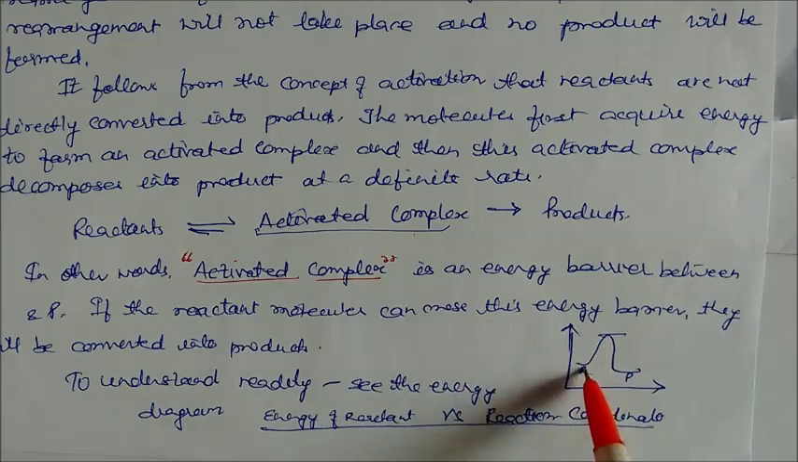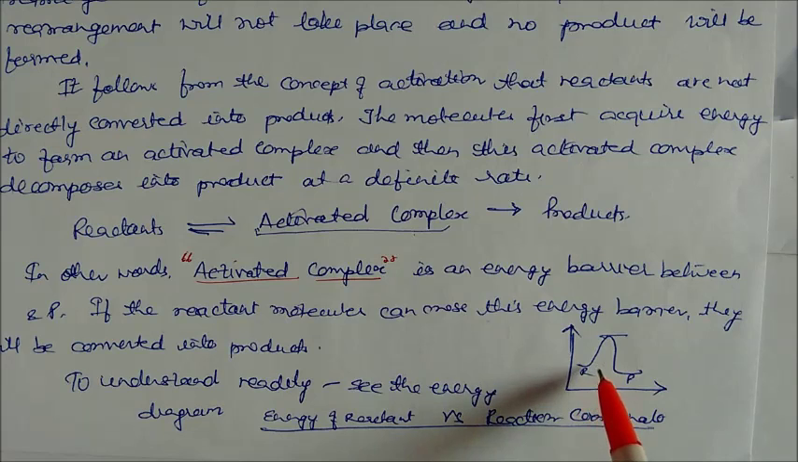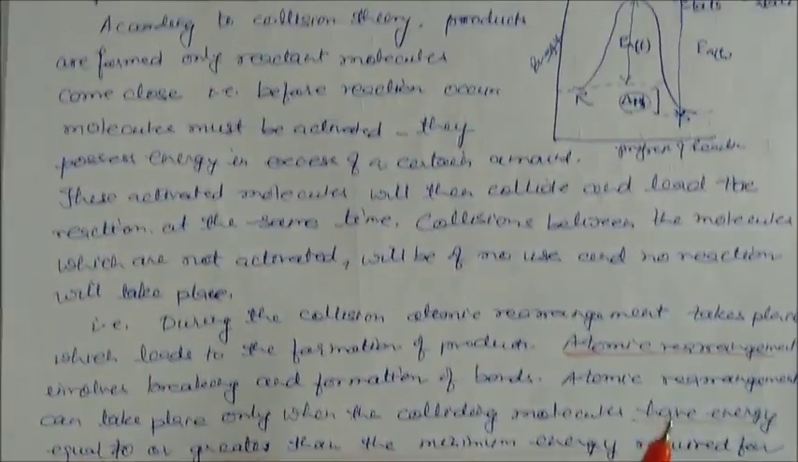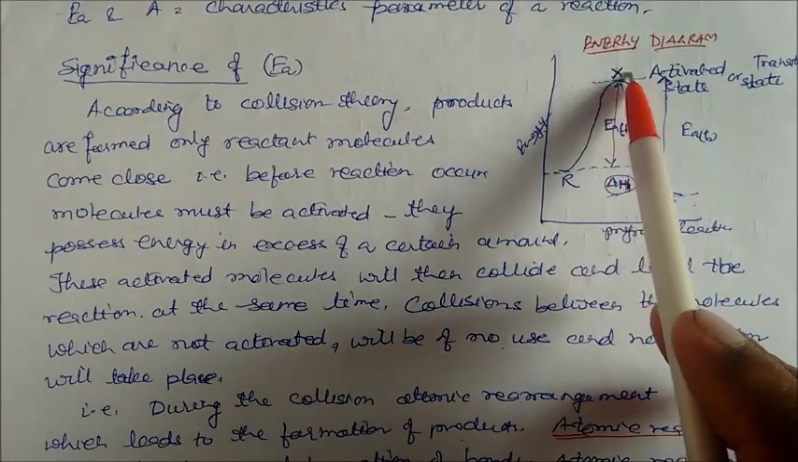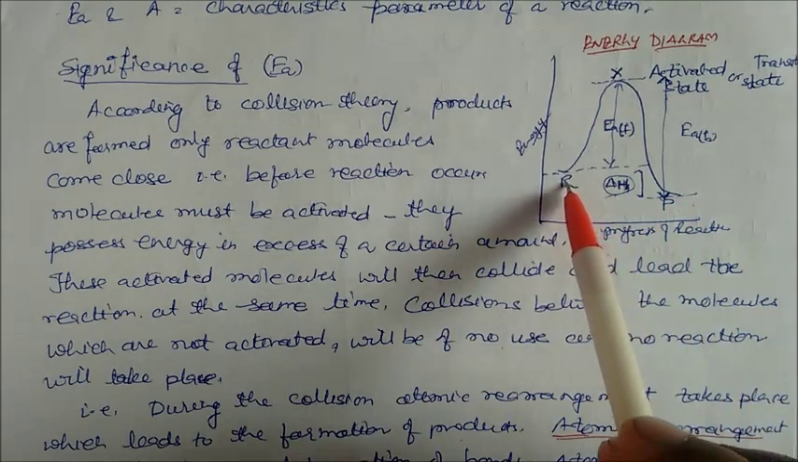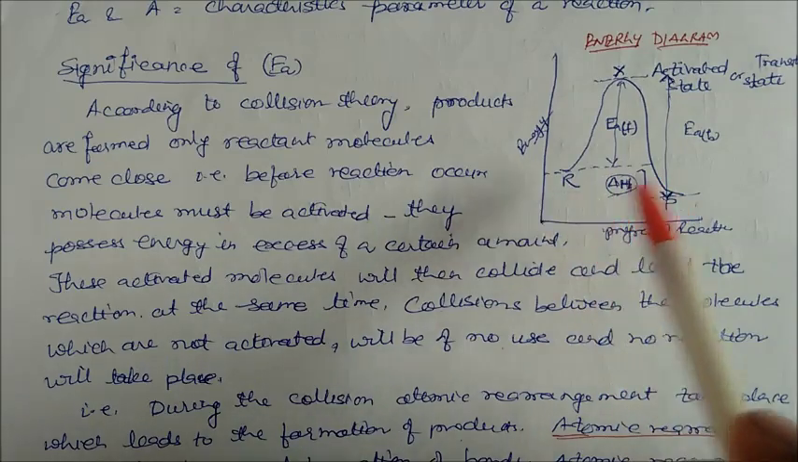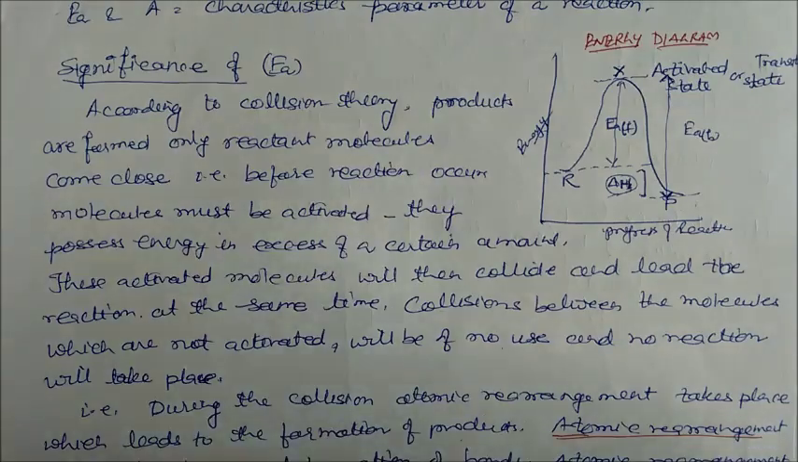You can see this is the reactant and product, and this is the amount of energy barrier. If the reactant gets more than this energy, it will convert into product. To understand readily, you can see the energy diagram, that is, energy versus reaction coordinate. We have already seen this diagram. If you give more energy than this, the activated complex converts into product, and the difference of energy between R and P gives you delta H. If the energy change is negative, delta H will be negative, so this is exothermic. If delta H is positive, this is endothermic.